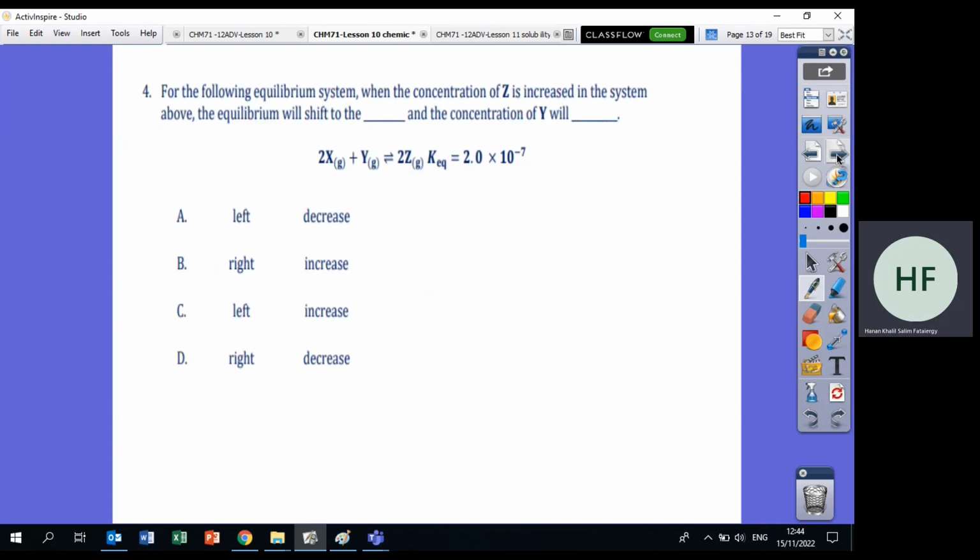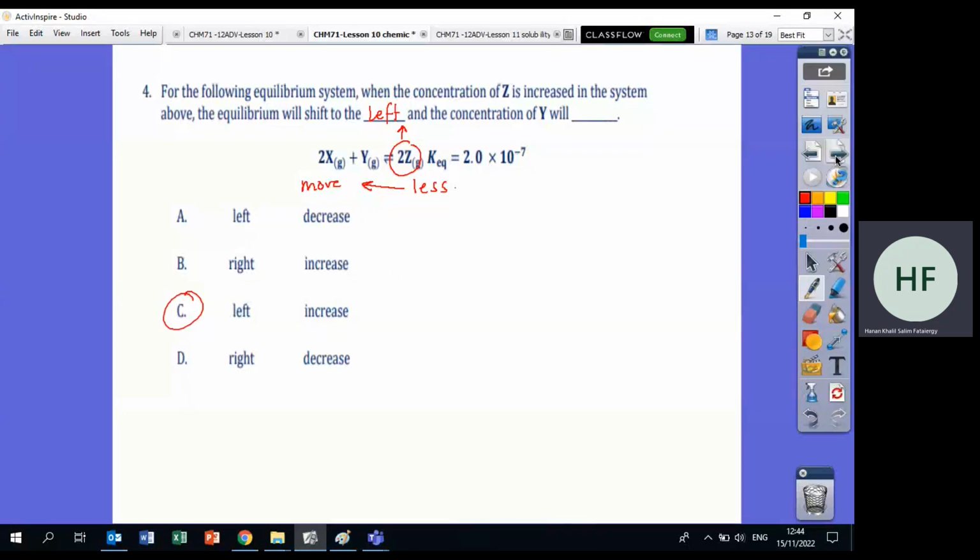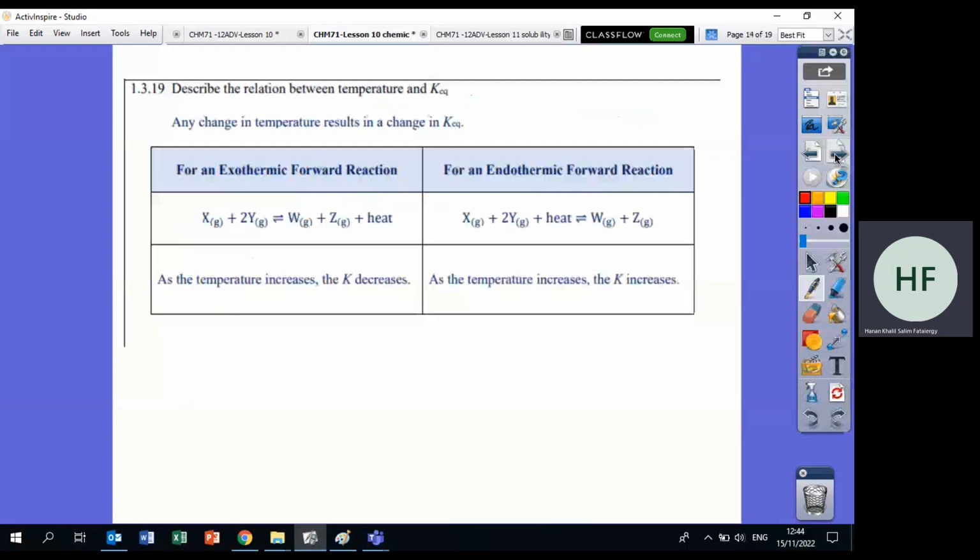Okay, now another question. For the following equilibrium system, when Z is increased, I added Z, what will happen? The reaction will move this way. So these two will be more, and this one will be less. First of all, the reaction will shift to the left, and the concentration of Y will be more. So left and increase.